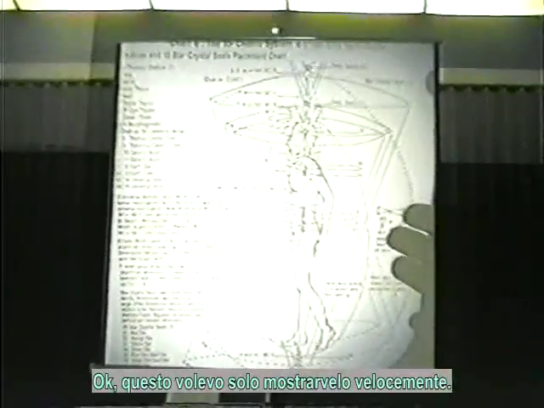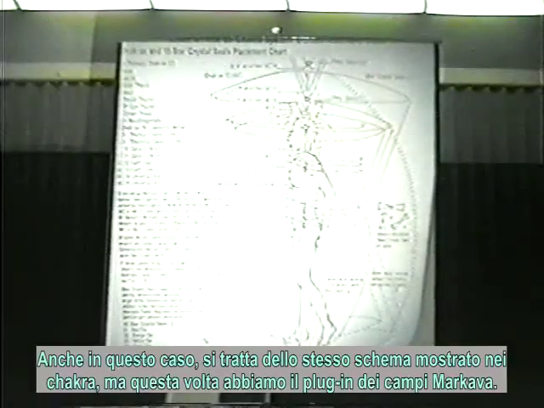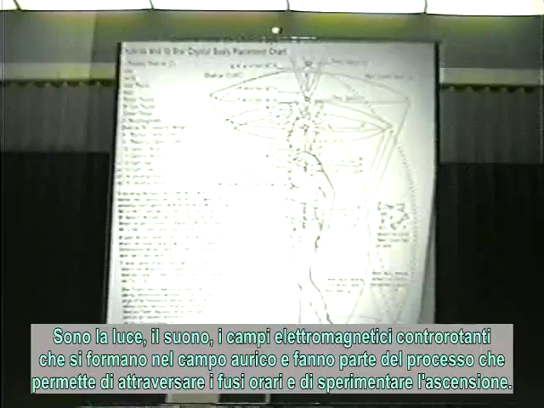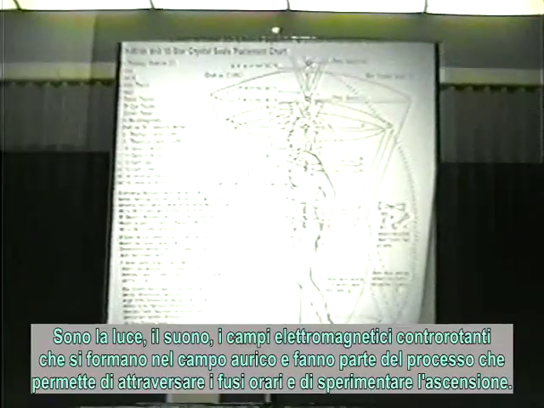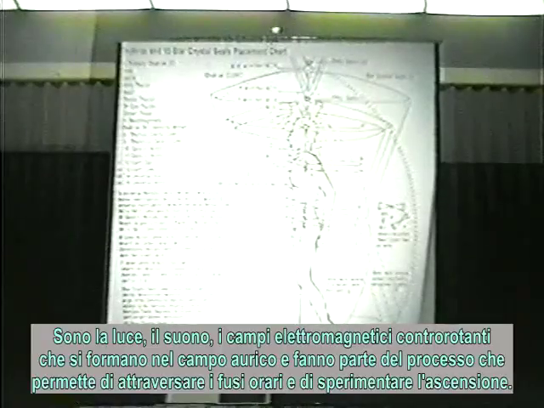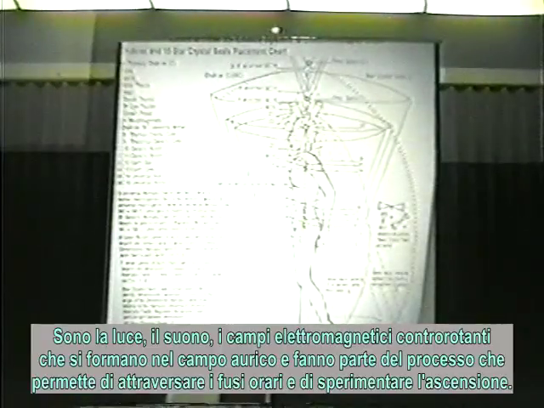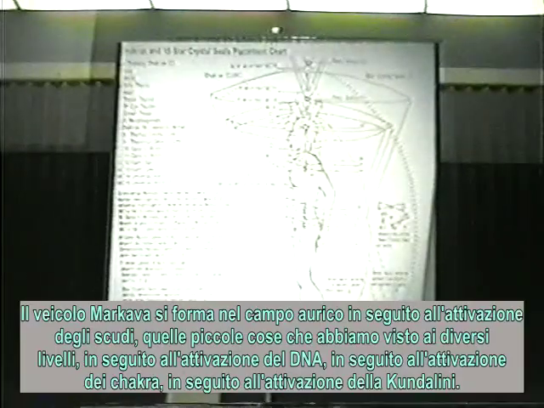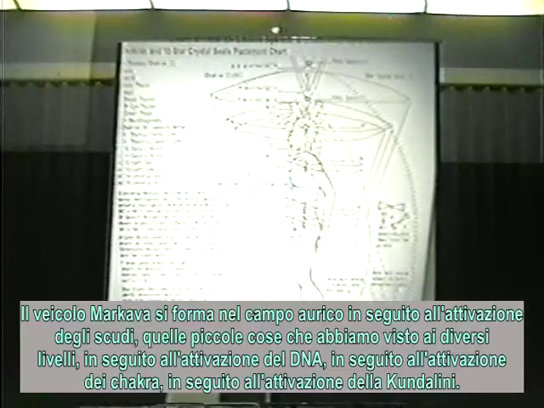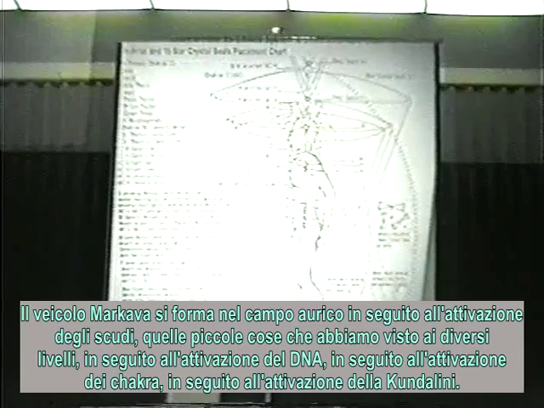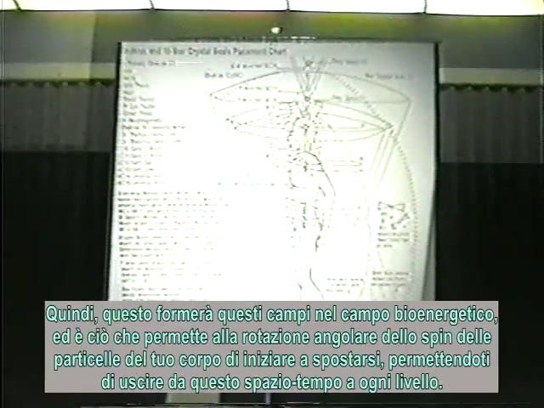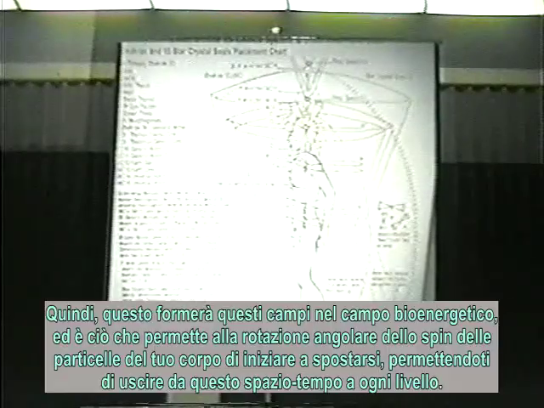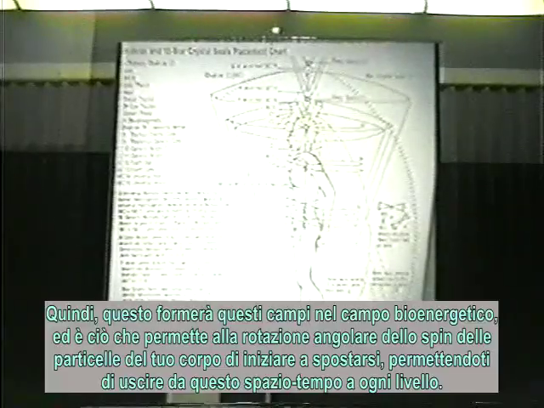Okay, this one I just wanted to show you real quick. Again, it's that same one showing the chakras, but this time we have where the Merkaba fields plug in. They are the light, sound, counter-rotating electromagnetic fields that form in the auric field, and they are part of the process of being able to move through time zones, to be able to experience ascension. The Merkaba vehicle forms in the auric field as a result of the shields activating, those little things we saw at the different levels, as a result of the DNA activating, as a result of the chakras activating, as a result of the Kundalini activating. So that will form these fields in your bioenergetic field. And that is what allows the angular rotation of particle spin of your body to start shifting, where you can shift out of this time-space zone and into others.